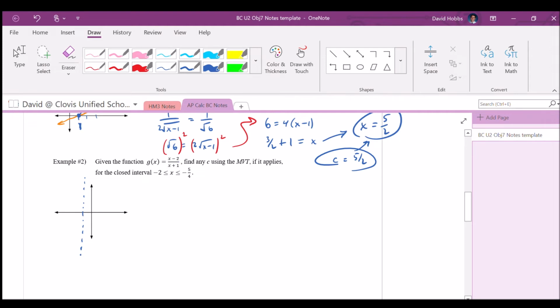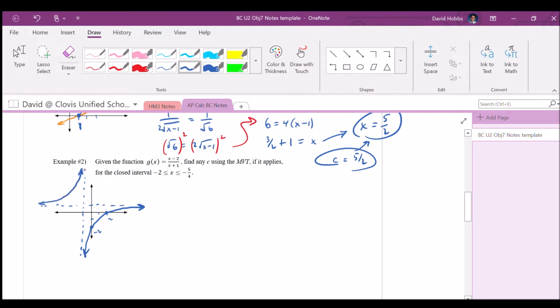There is a horizontal asymptote at y equals 1. And let's see, we'd have an x-intercept at +2. If we plug in 0 for x, we get the y-intercept of -2. And so it must have a piece down here. And there are no other x-intercepts, therefore there must be a piece over here.